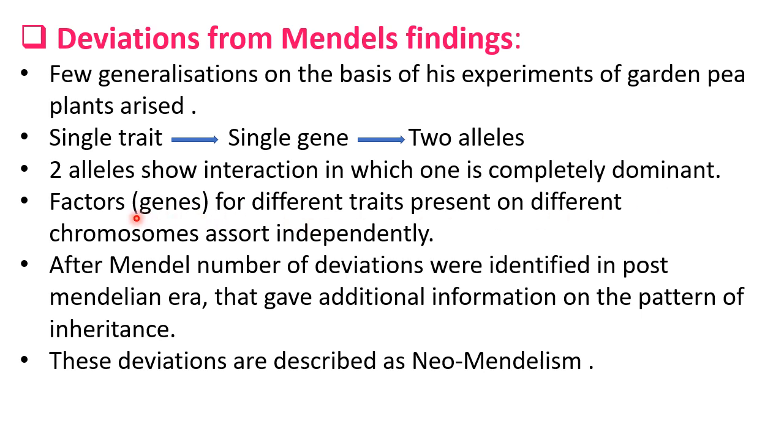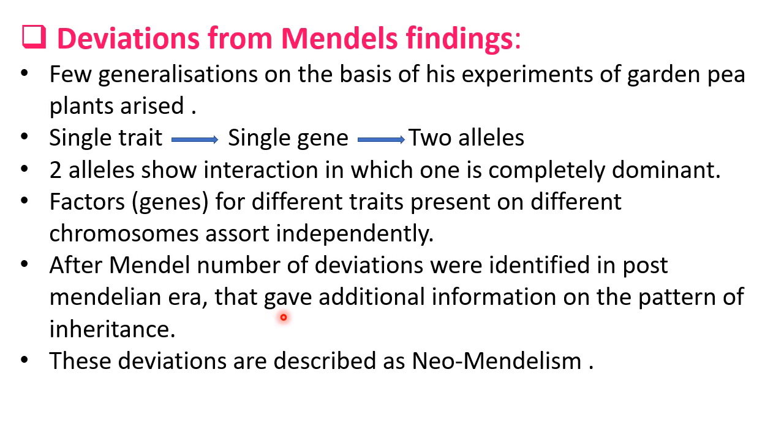According to Mendel, factors, now called genes, for different traits present on different chromosomes assort or express themselves independently. After Mendel, a number of deviations or differences were found in the post-Mendelian era. Post-Mendelian era means different experiments were carried out on genetics by different scientists, and from this they developed their different inventions as well as readings in the field of genetics.